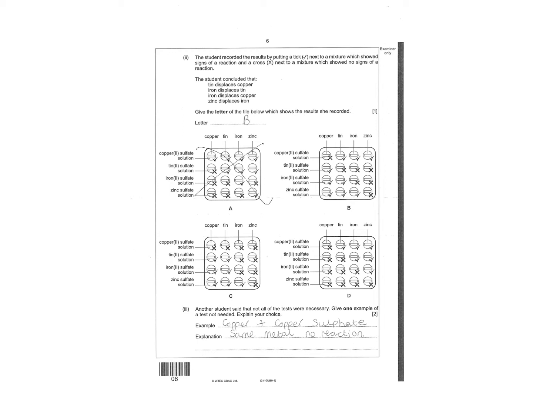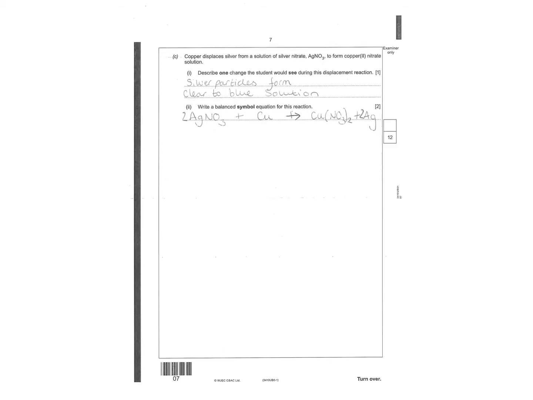It also can't be... Also can't be this one because there's all sorts of displacement going on here. And then this one as well. So, it is B. It's a lot of work to do for 1 mark. Another student has said that not all tests are necessary. Give one example of a test not needed. Copper plus copper sulfate because they're the same metal, no reaction.